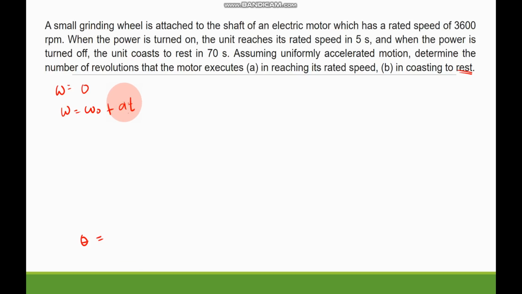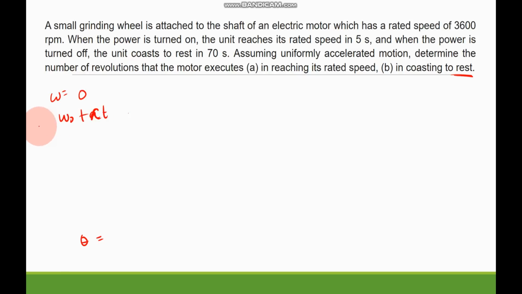So this must be alpha. So we have, for letter B, we will determine the number of revolutions that the motor executes when coasted to rest. So we have here the word rest, meaning the velocity would now be equal to 0. And we have our formula here.